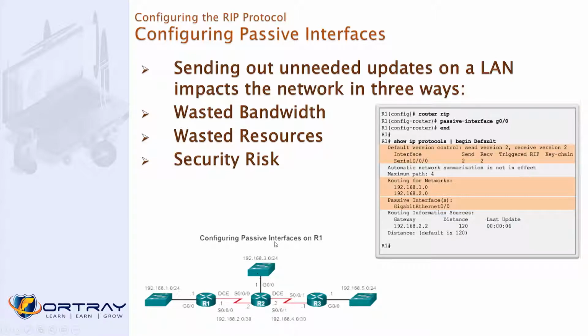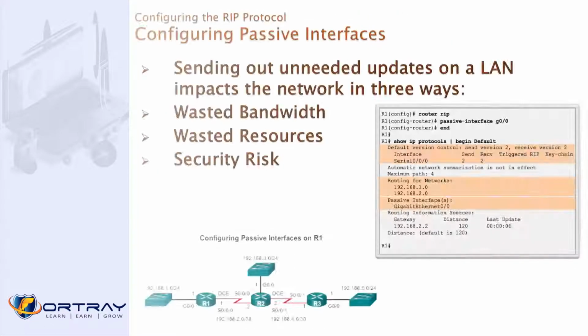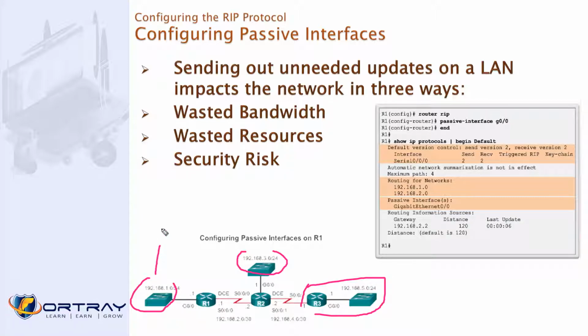So for example, okay, you can see configuring passive interface. If you look at this network, 192, and on this router, this network and this network are not directly connected to any router. There is no router behind them. So basically, it means they are also sending some kind of update on this interface as well.